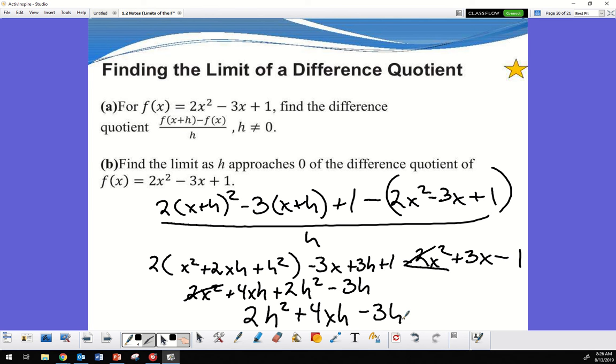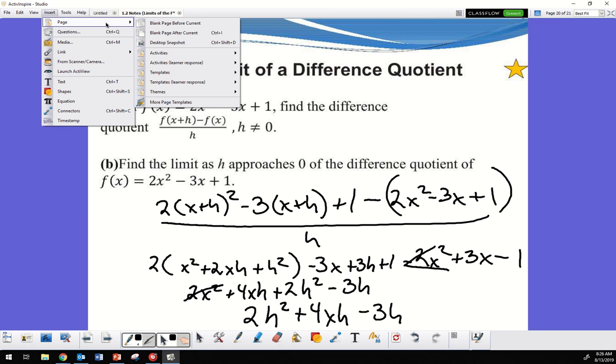All right, so I'm going to carry this over to a new slide. You guys help me with it. What was it? 2? Yeah, okay, good. So 2h squared, 4xh. Now, don't forget, all that was supposed to be over h.